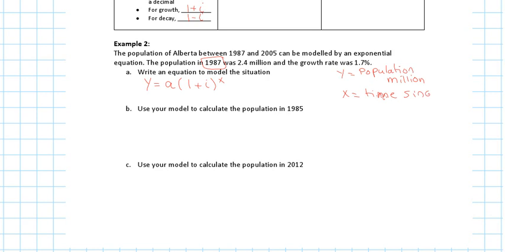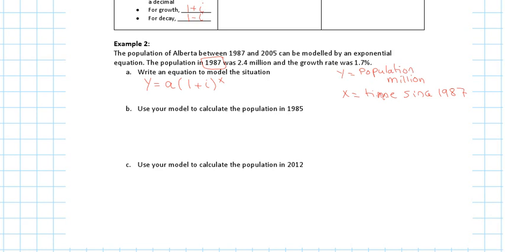Okay? So what would be 1988? What year would that be? Year 1. 1989 would be year 2. And so on and so forth. Okay? So for X, I won't be plugging in 1990 or 2000 whatever. For the X, I'm going to be plugging in how many years since 1987.